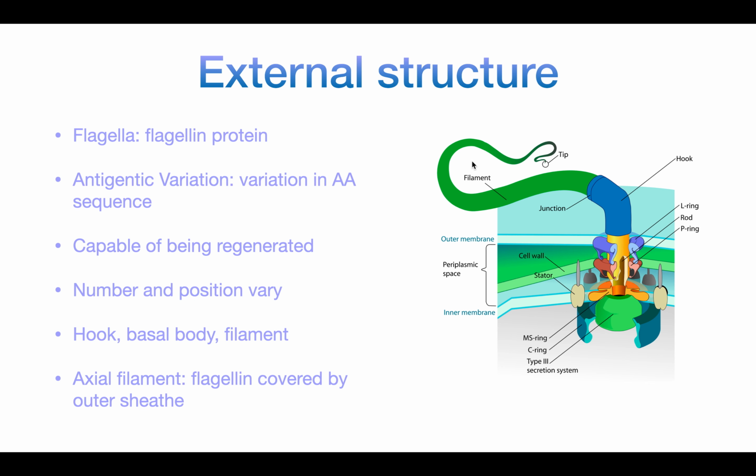Okay, so some have a flagella made out of the flagellin protein, and those will have variation in the amino acid sequence, which is called the antigenic variation. So these are capable of being regenerated if there's any problems. Number and the position vary. There can be a hook, a basal body, and the filament. So the tip or the hook, here's the filament, and here is the hook.